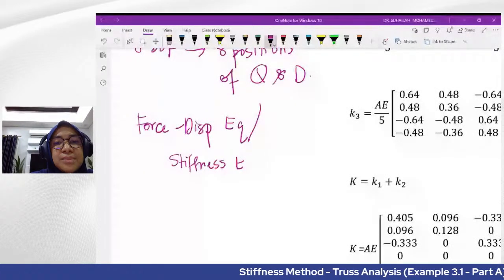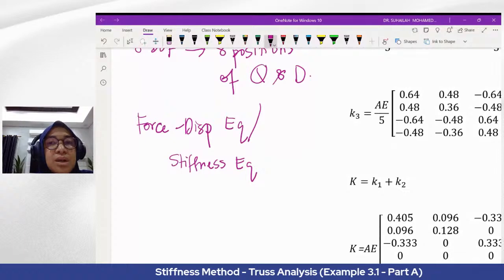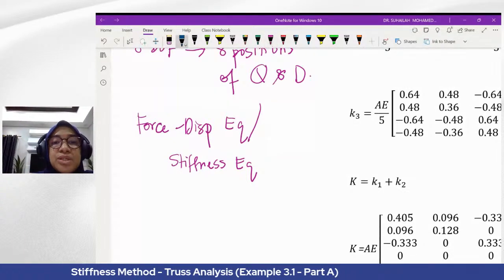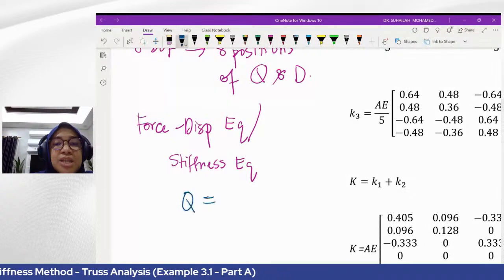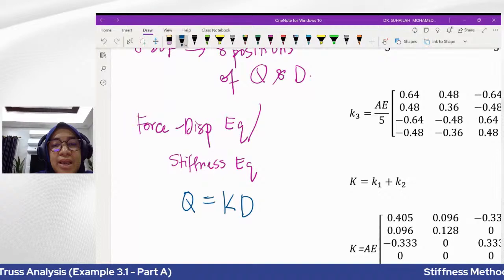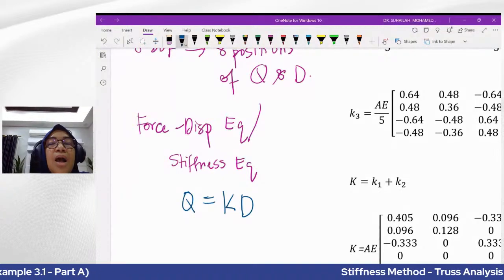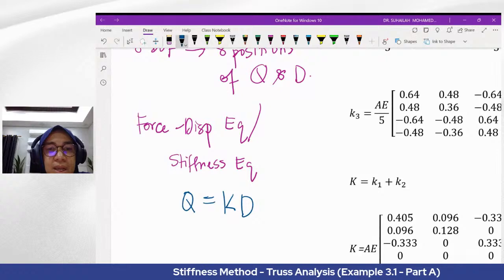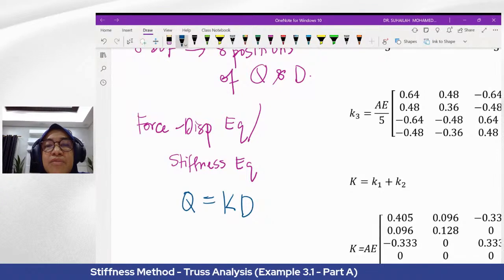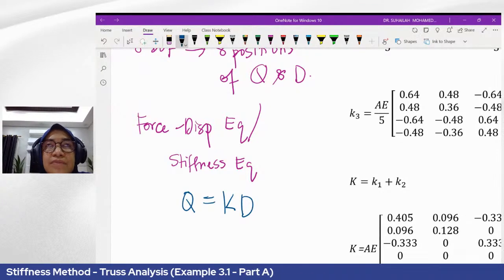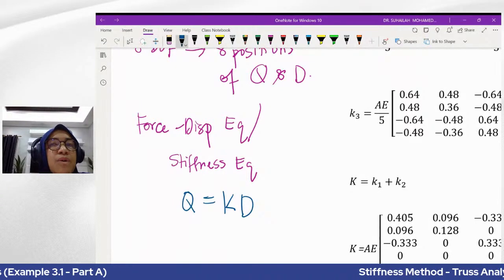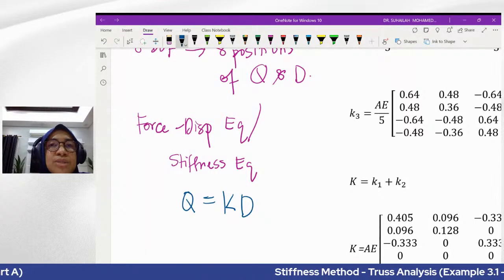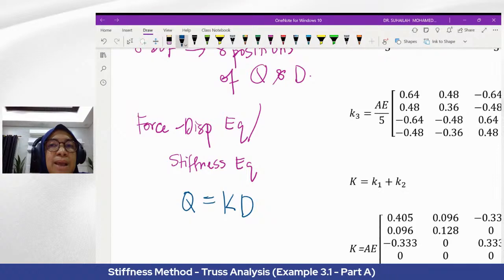Stiffness equation. So what is the equation? It is Q equal to KD. And always remember, the stiffness method is actually based on the matrix. We will solve all values by using matrix multiplication.